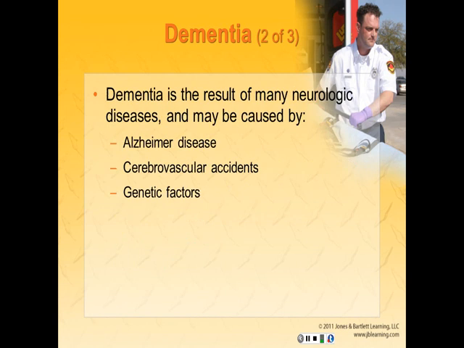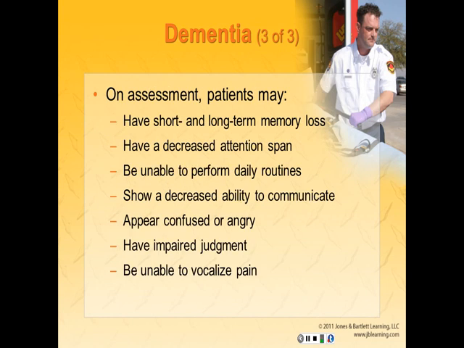Dementia is the result of many neurologic diseases and may be caused by Alzheimer's, cerebrovascular accidents or strokes, and genetic factors. You make an evaluation of pathophysiology through history, risk factors, and current medications. On assessment, the patient might exhibit loss of cognitive function. Patients may have short and long-term memory problems and a decreased attention span, or they may be unable to perform their daily routines. They also may show a decreased ability to communicate and appear confused.